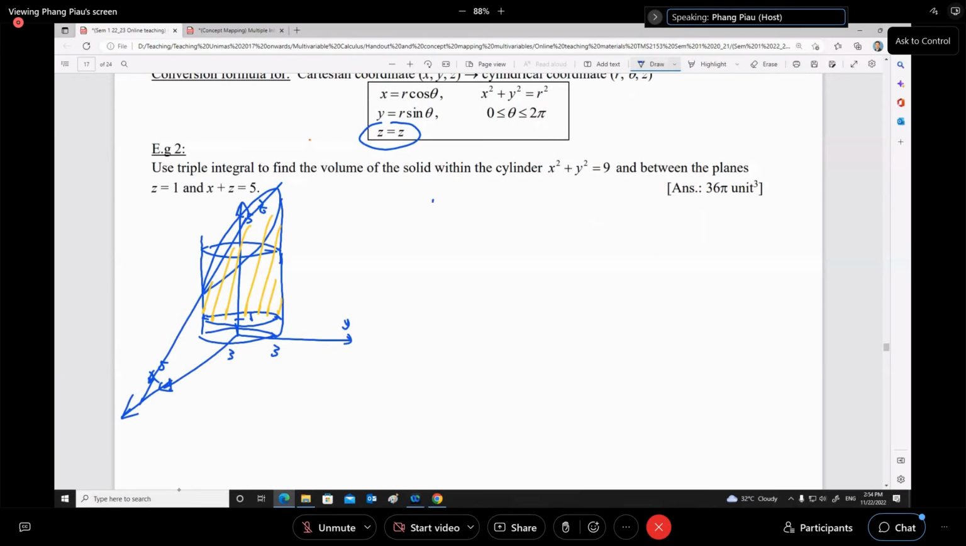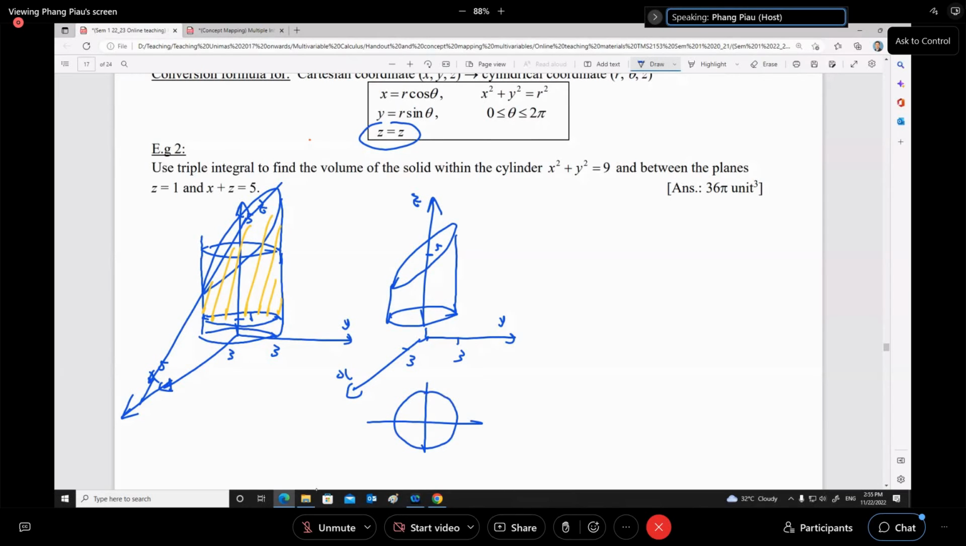I may draw this again somewhere here, so that you can see that it is a cylinder, something like this. And here, you know that it is 3 and 3. So here is 5. Is it okay? This 3D solid comes together with a 2D projection region. No matter whether it is inclined or not, the projection region is just a circle with radius 3. So with this diagram, you can easily determine the limits for r and theta.